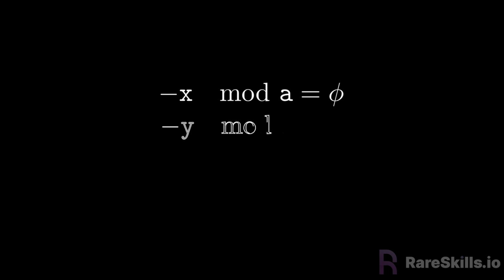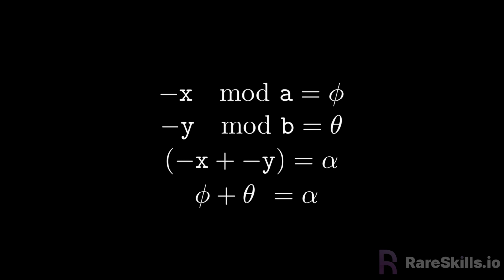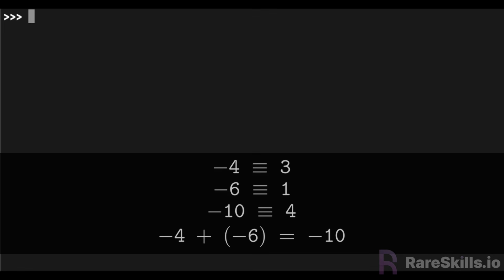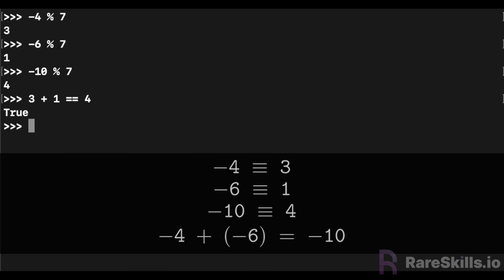And just as adding positive numbers is consistent with adding their congruences, adding negative numbers together is also consistent with their congruences. Let's use -4 is congruent to 3, plus -6 is congruent to 1, is equal to -10 is congruent to 4 as an example. And 3 plus 1 is equal to 4, which is expected, since -4 plus -6 is equal to -10.